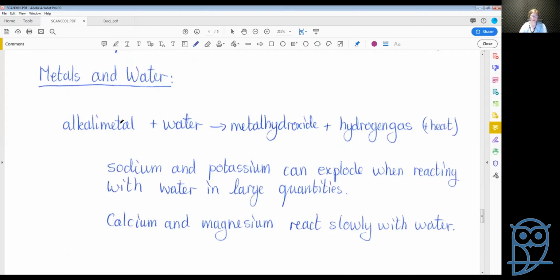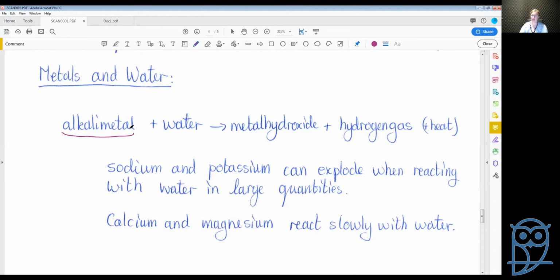So metals and water. Not all metals react with water. The ones that do are the alkali metals. That is, I believe, group 1 on the periodic table, if I'm not wrong. Yeah, group 1. So the alkali metals react with water very severely in some cases.